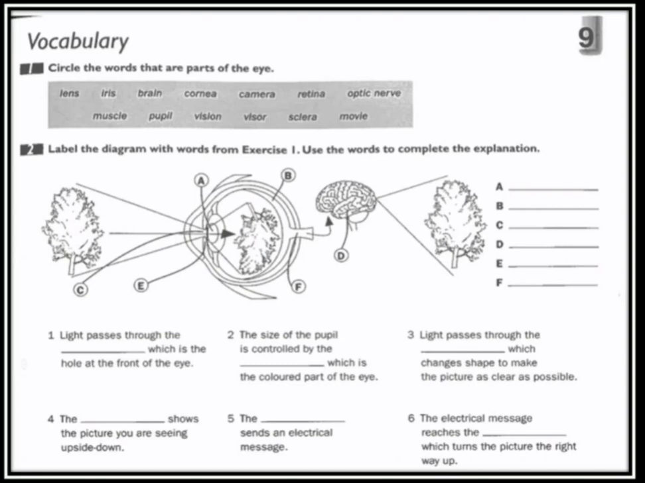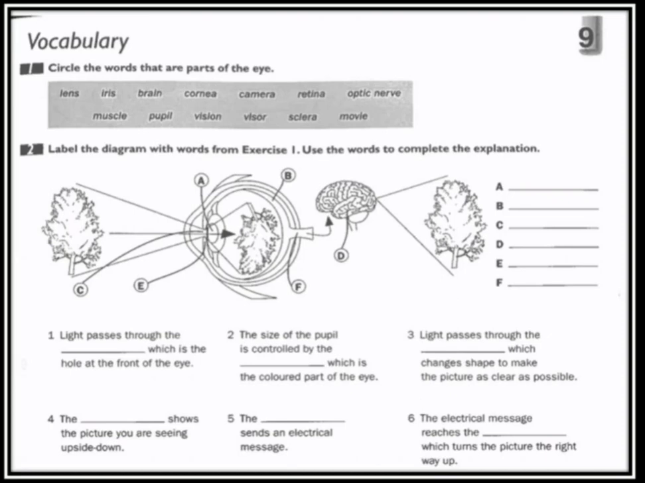Now let's go to exercise number 2. Label the diagram with words from exercise 1. Use the words to complete the explanation. In this exercise, you use the words from the first exercise to complete the diagram you have, and then we use the same words to complete the sentences we have.